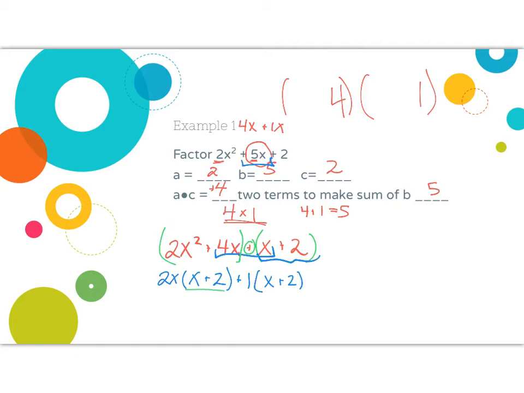Now note that we have the same binomial in each case, so we're going to factor out that binomial, x plus 2, out front. What's left behind is our 2x plus 1. If we were unsure, we could FOIL this all out, and we would see that we get 2x squared plus 5x plus 2 as our final answer.